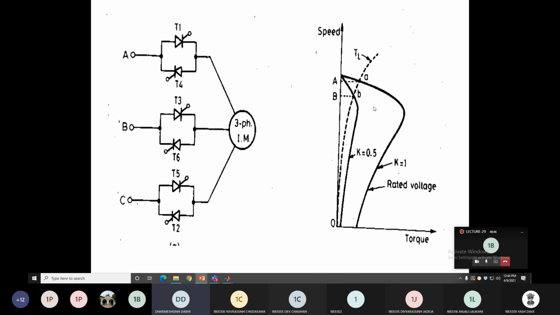You can see that the maximum torque is reduced and the overall torque at different speeds is also reduced. And this one is the load torque, the load which is connected to this induction motor.